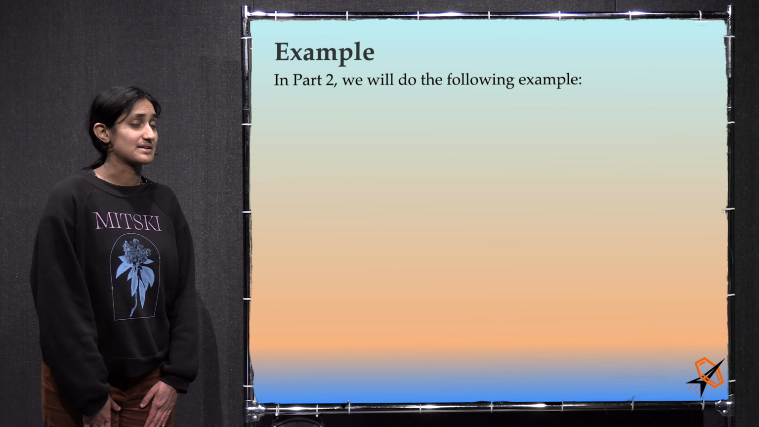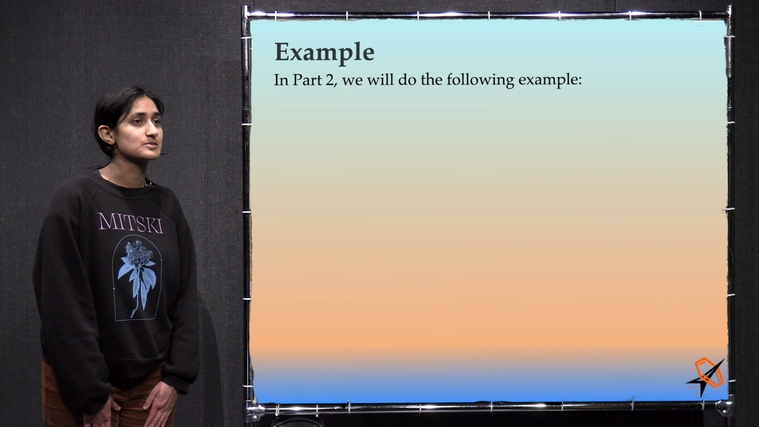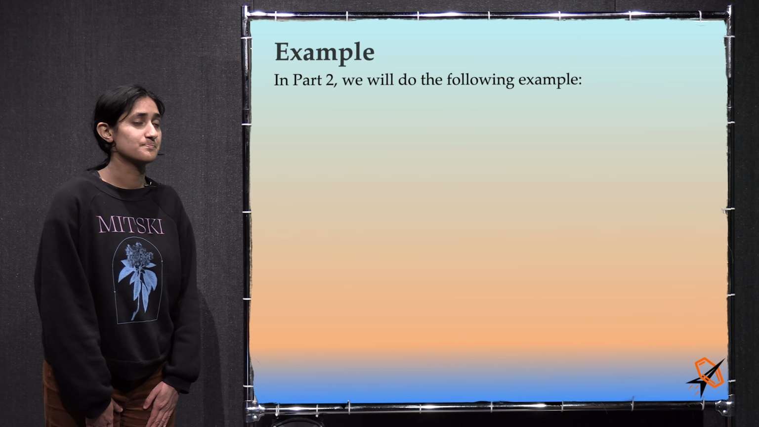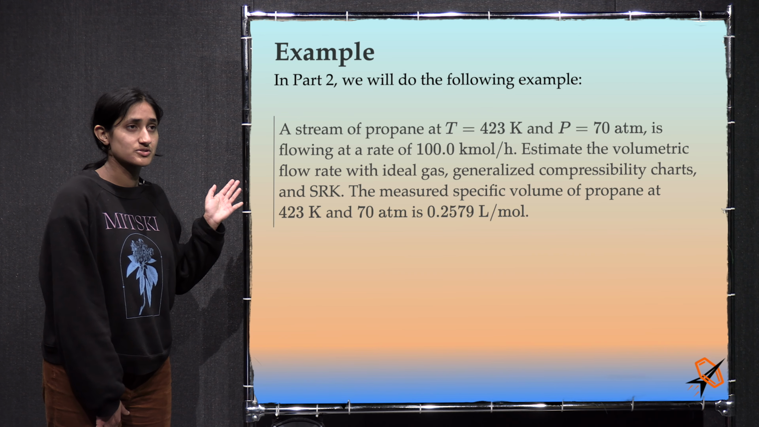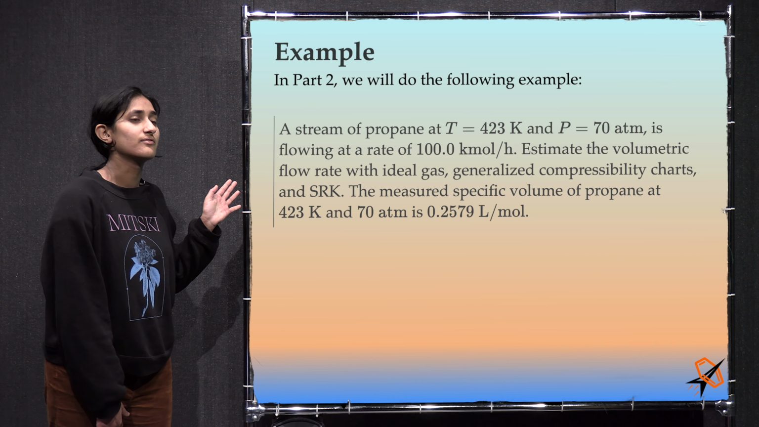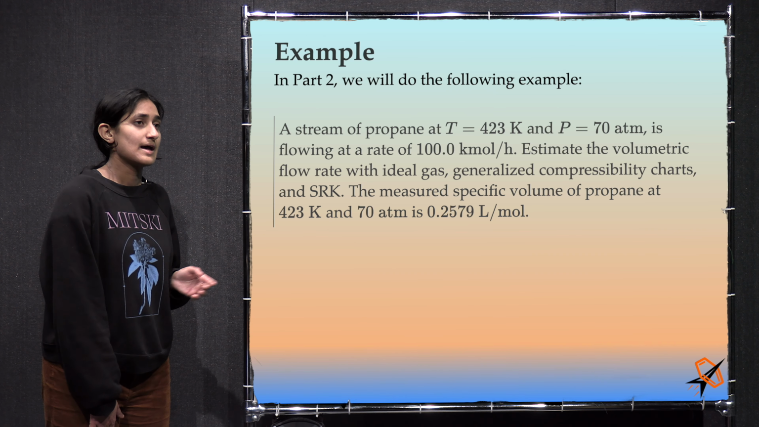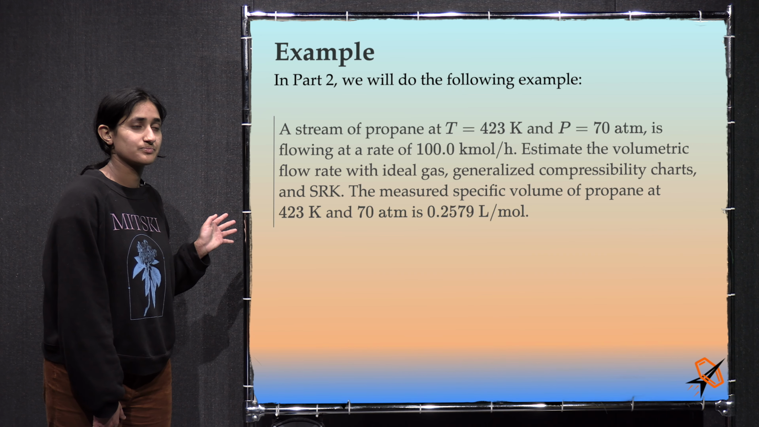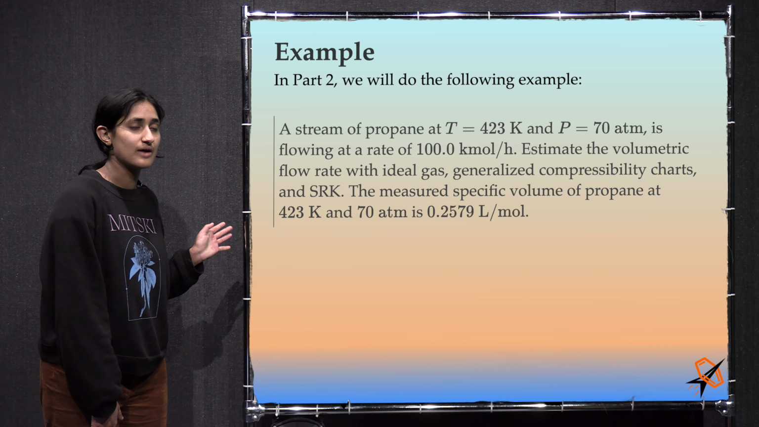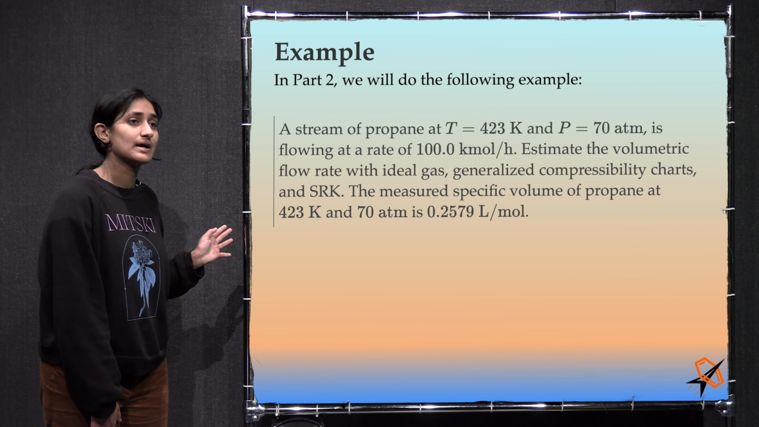In When Getting Gassed Isn't Ideal, Part 2, we will apply the principles we've learned by working the following example. A stream of propane at a temperature of 423 Kelvin and a pressure of 70 atmospheres is flowing at a rate of 100 kmols per hour. Estimate the volumetric flow rate with ideal gas, the generalized compressibility chart, and the Soave-Redlich-Kwong equation. The measured specific volume of propane at 423 Kelvin and 70 atmospheres is 0.2579 liters per mole.